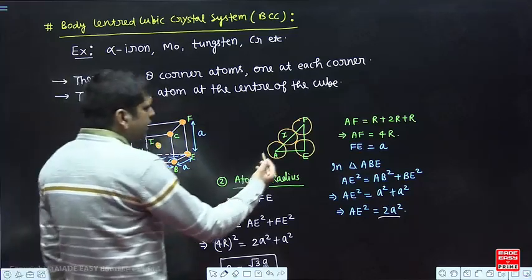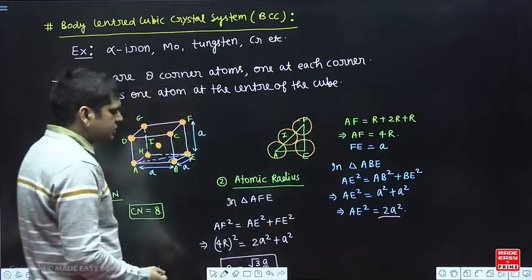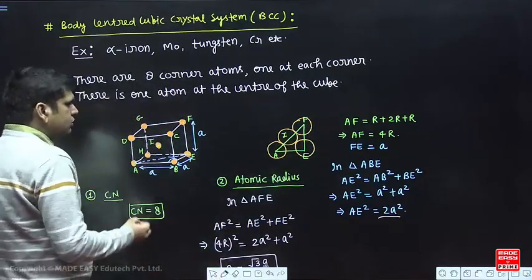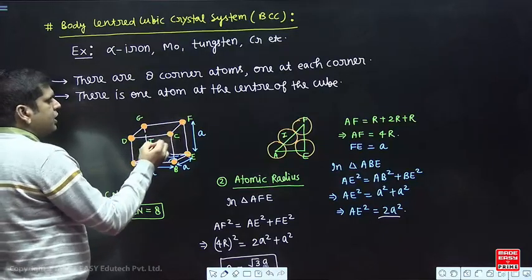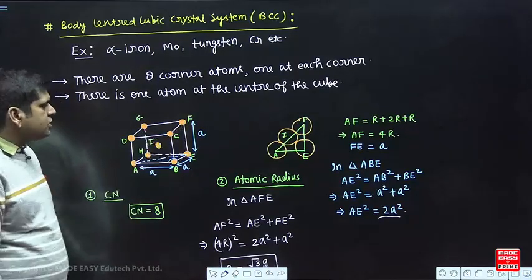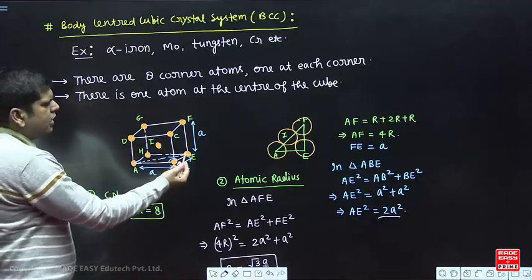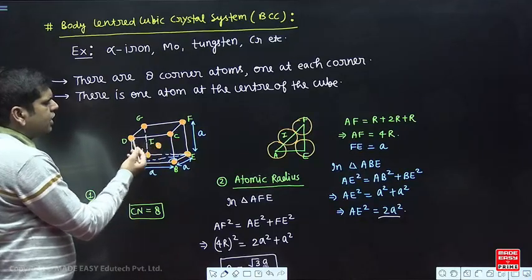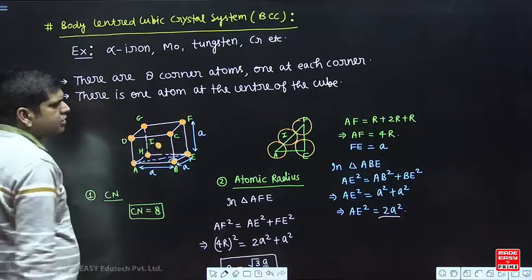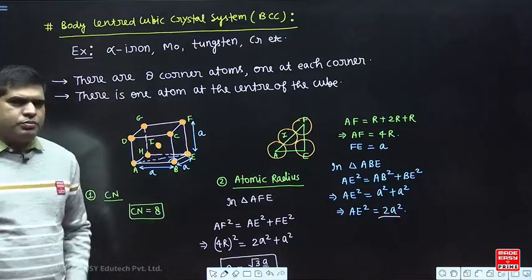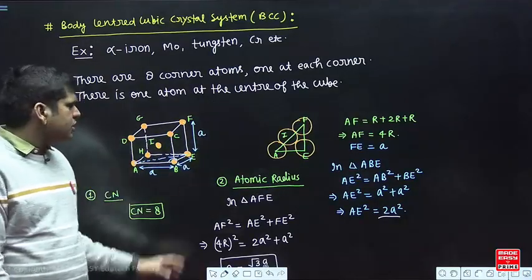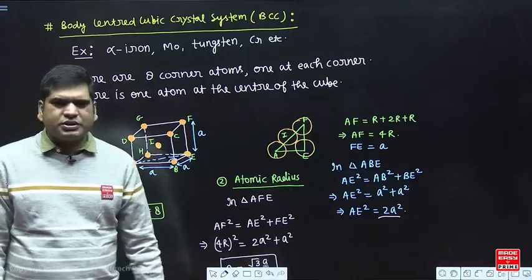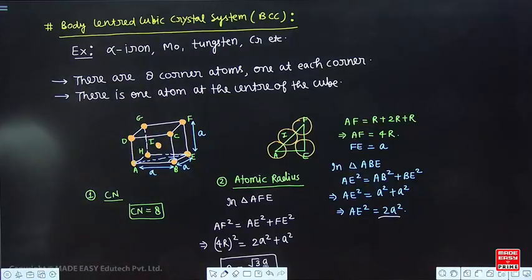We are taking AF to calculate the radius R. You see, A and I touch each other, I and F touch each other. Similarly, you can take this also, E and I touch each other, D and I touch each other. You can take any corner, any diagonal, and according to that you can do the calculation. It is a periodic structure, so you can calculate with any method.